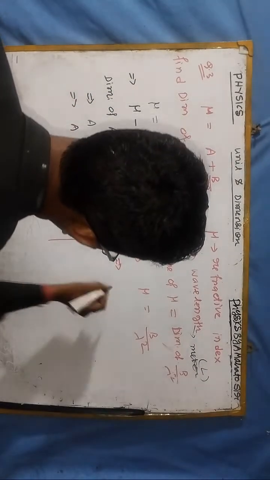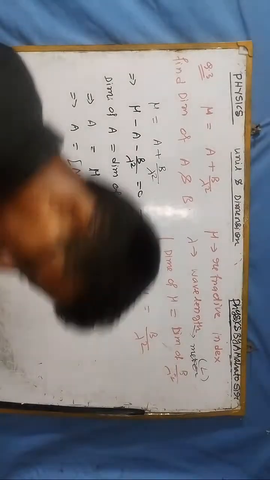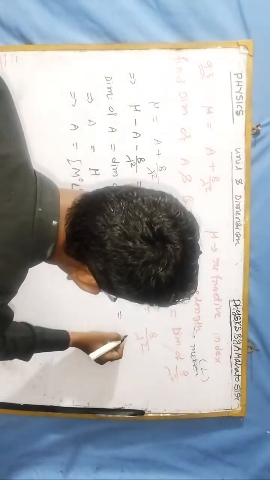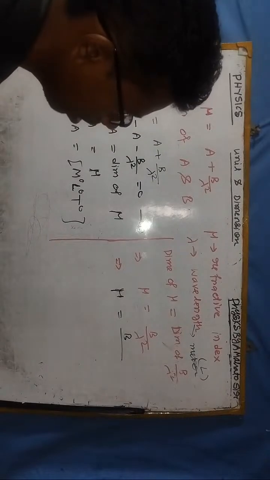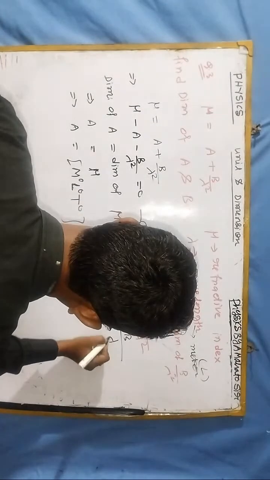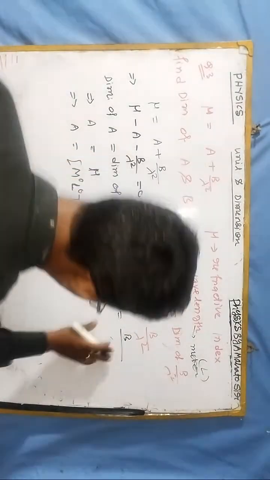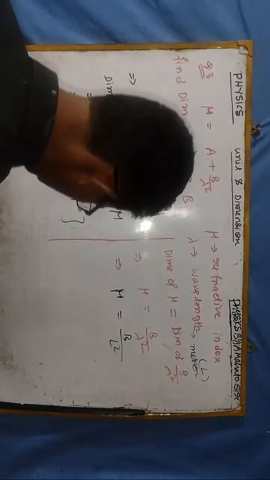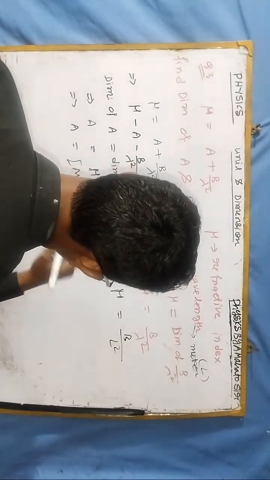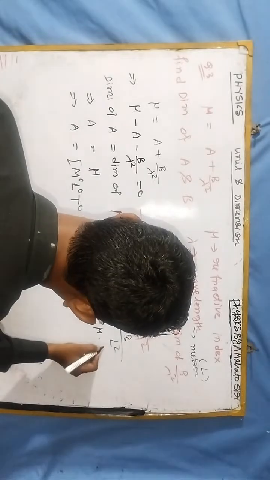So mu equals b by wavelength squared. The wavelength is measured in meters, and meter is a length, so its dimension is L. So the dimension is L square, and b equals mu into L square.